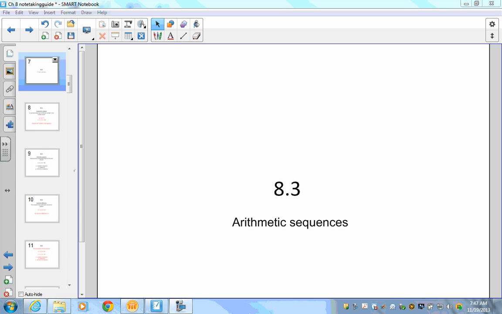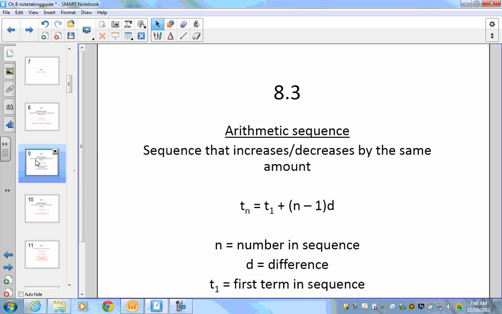In this video, we're going to be talking about arithmetic sequences. So let's go and get started. An arithmetic sequence is a sequence that increases and decreases by the same amount.